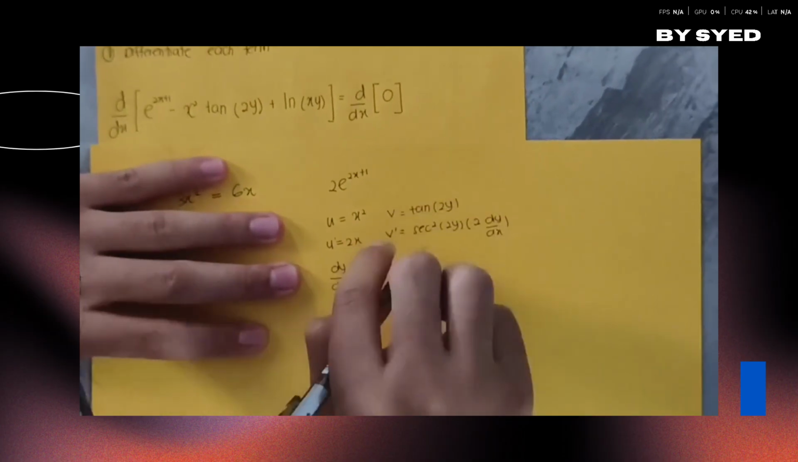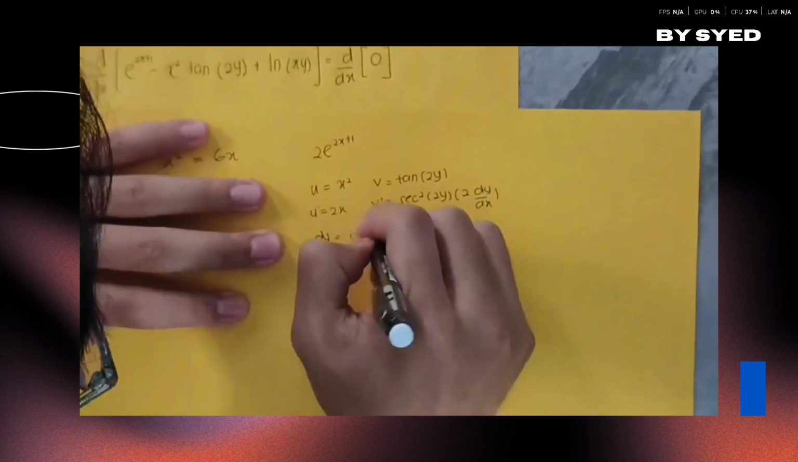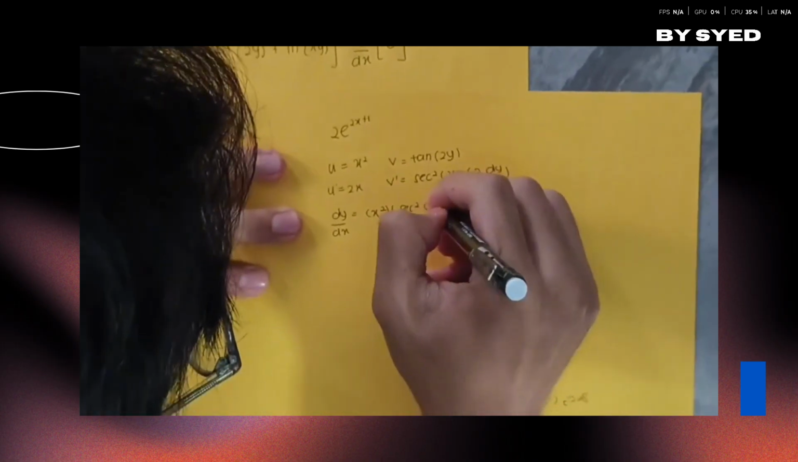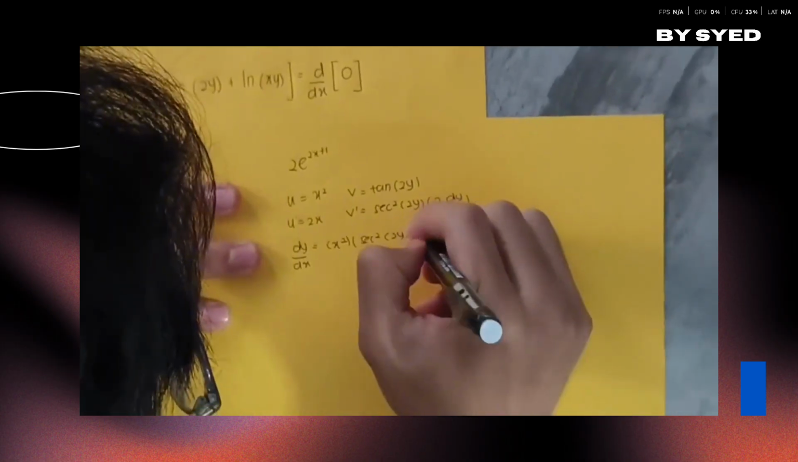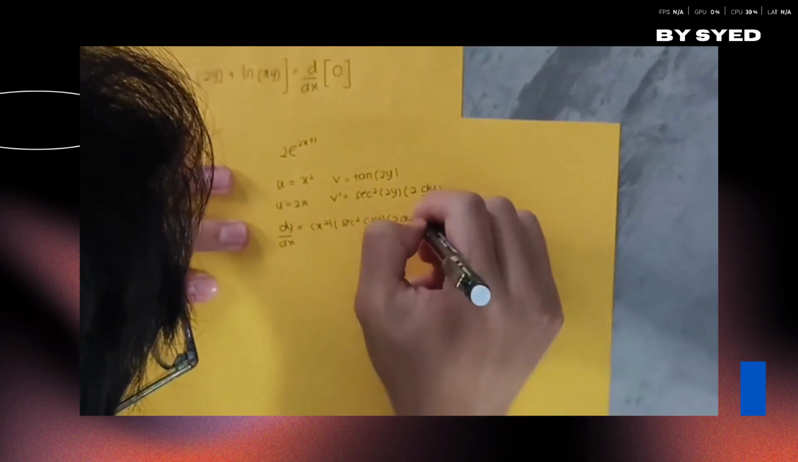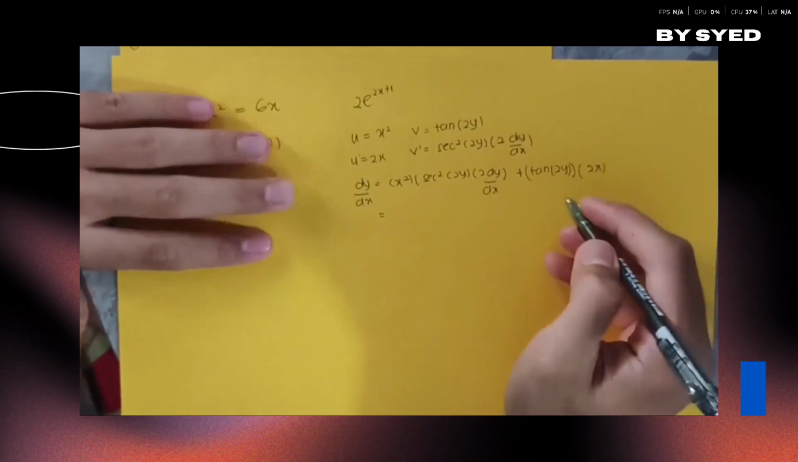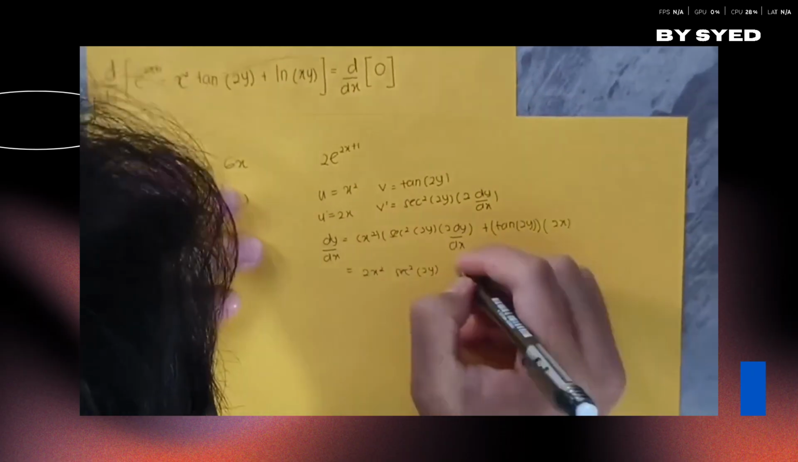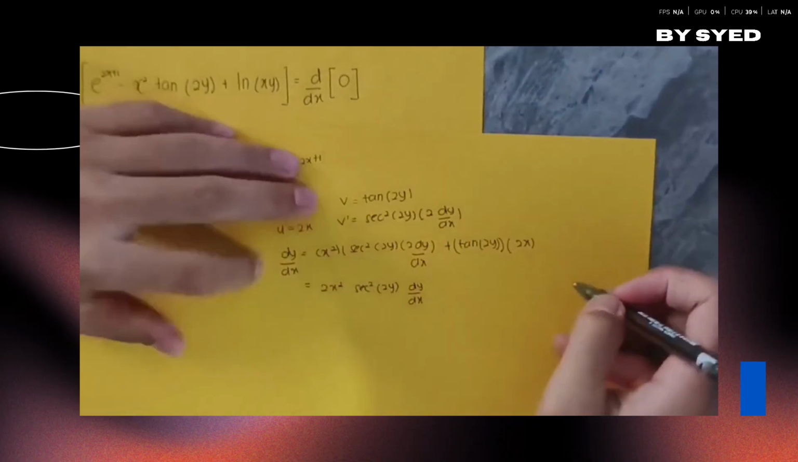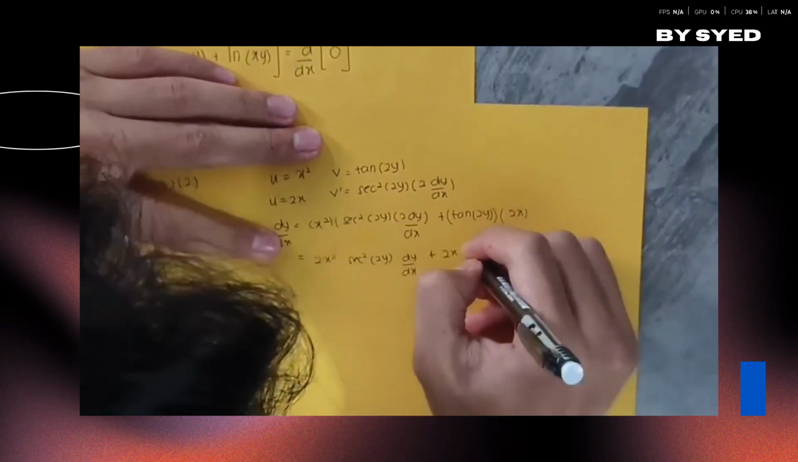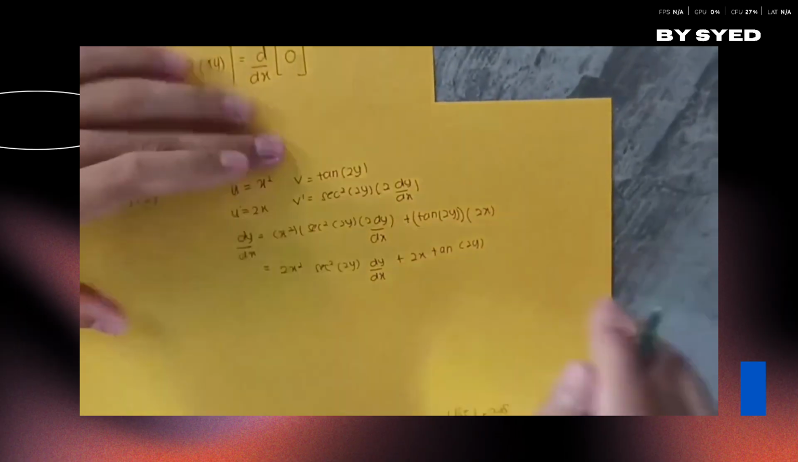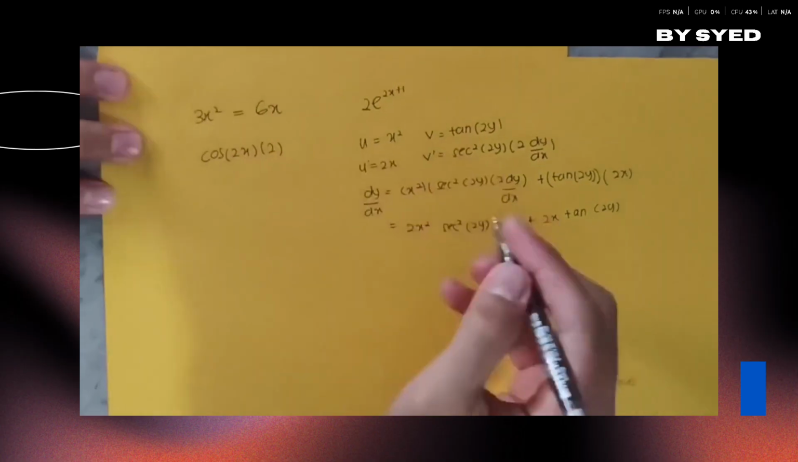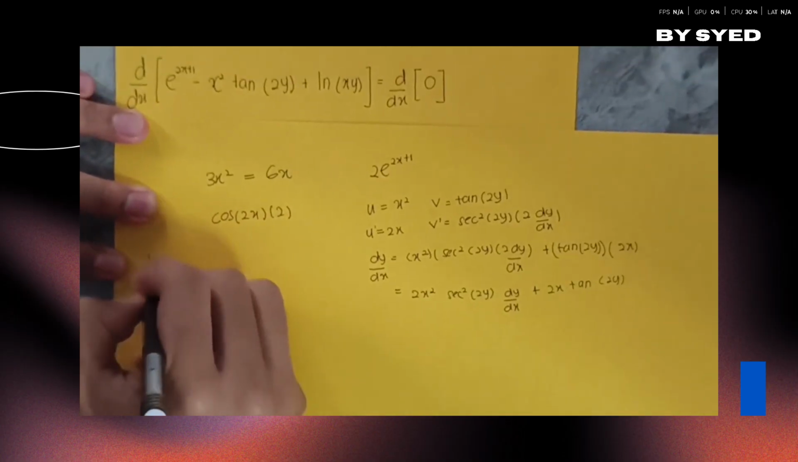After that, substitute into the product rule formula, u v prime: x squared times secant squared 2y times 2 dy over dx. You need to rearrange back: 2x squared secant squared 2y dy over dx plus 2x tan 2y. After that, you need to differentiate ln xy. Differentiate ln, you get 1 over xy.